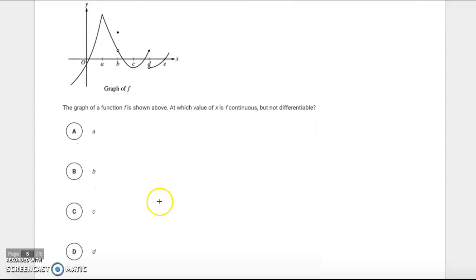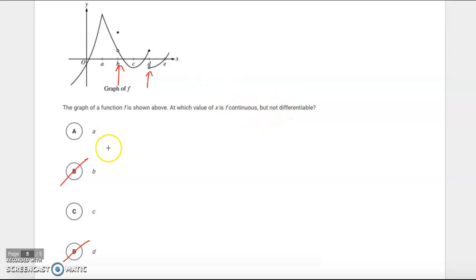All right, last question. In this one, it says a graph of a function f is shown above. At which value of x is f continuous but not differentiable? So, for example, I notice right away that d and b have discontinuities, so I can actually cross those off because a clarification of the statement says we want to know where f is continuous but not differentiable.